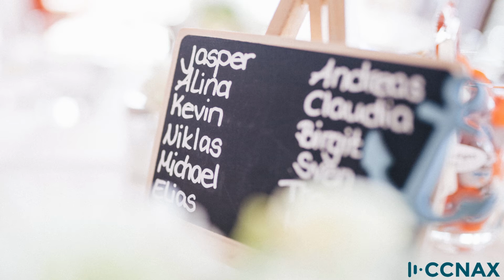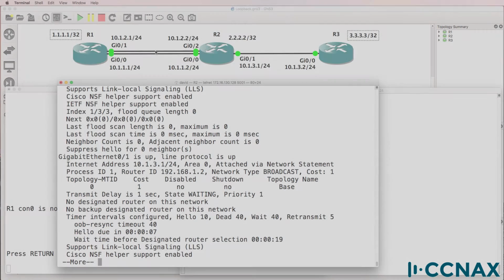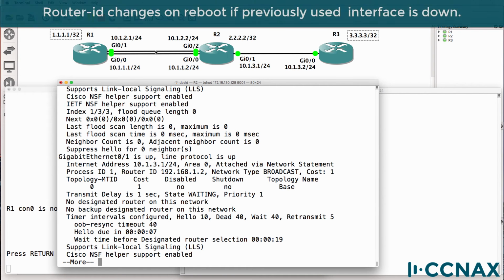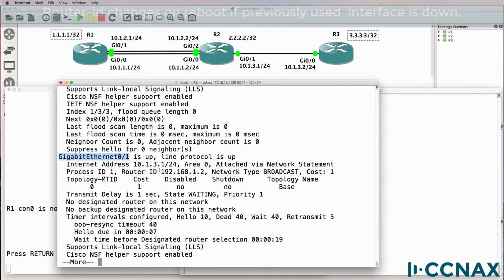It's kind of like your name. So my name's David. It would be terrible if my name changed every day or whenever there was a problem. And that's the issue with OSPF. If you don't use a loopback interface and the router ID was selected off a physical interface and that interface went down, the router ID would change. But here it's consistent. Notice on gigabit 01, the router ID is still 192.168.1.2.